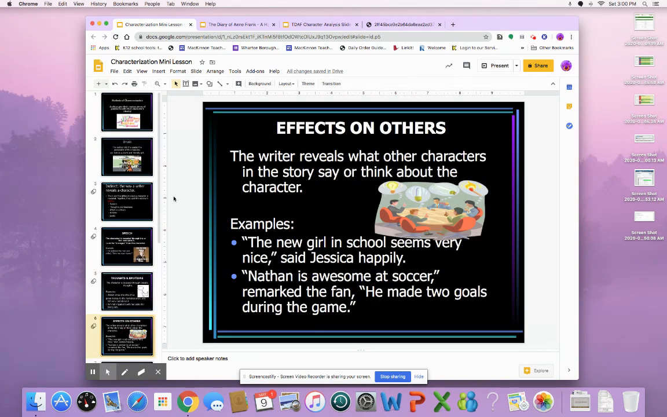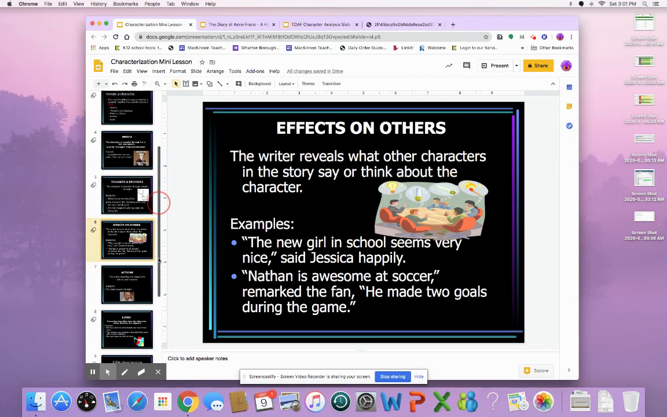Also, a character reveals himself through their effect on other people. For example, "The new girl in school seems very nice," said Jessica happily. So Jessica is speaking about someone else. So the new girl seems like a nice person. "Nathan is awesome at soccer," remarked the fan. "He made 2 goals during the game." So another person is saying something about Nathan. So you can assume that Nathan is athletic.